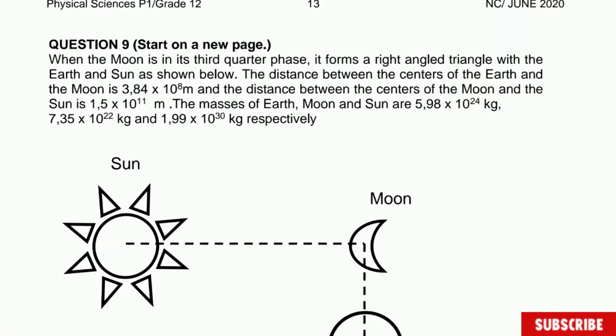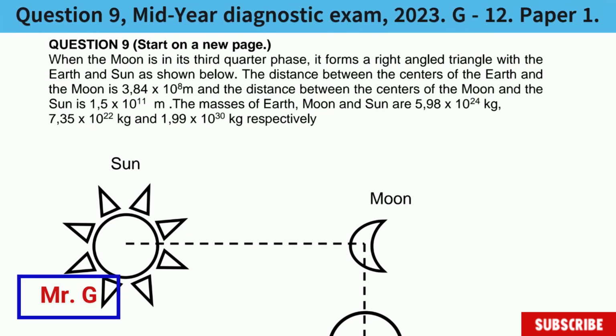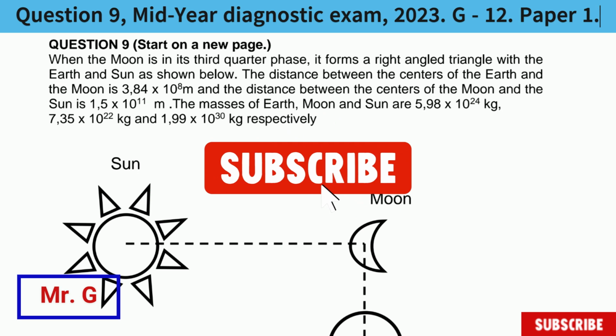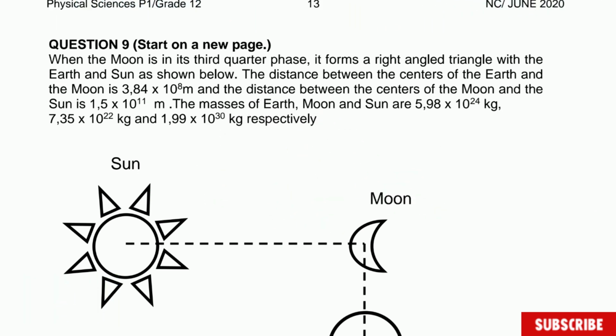This time we're going to be answering question 9 from the mid-year diagnostic exam developed by Professor Rodriguez. And this question is quite interesting. It's a question about the universal law of gravitation. It's a topic done in grade 11.